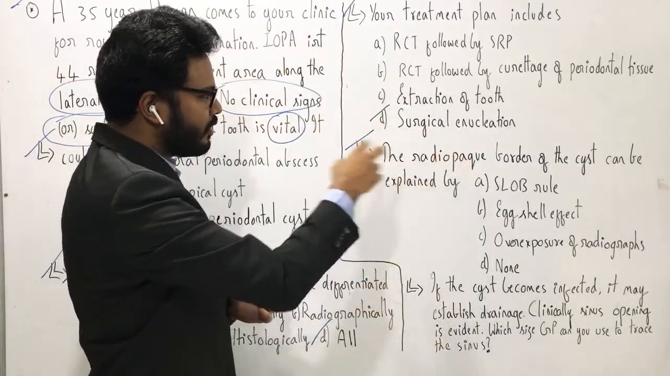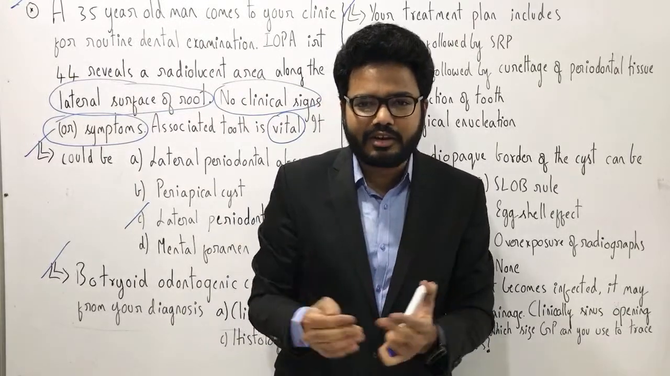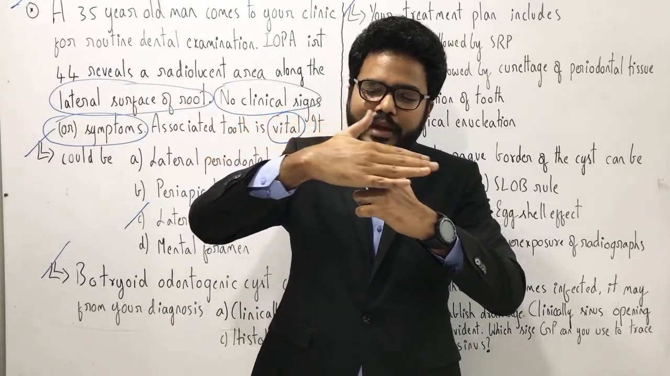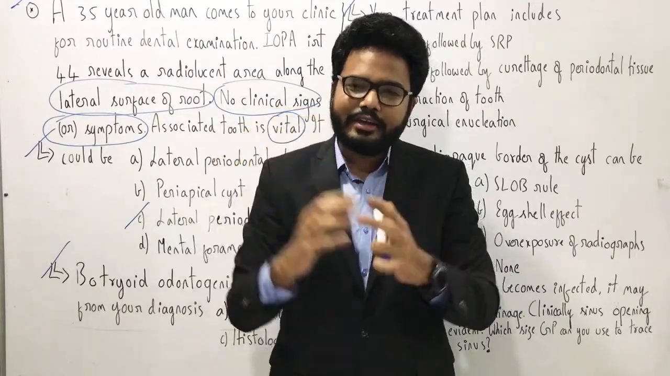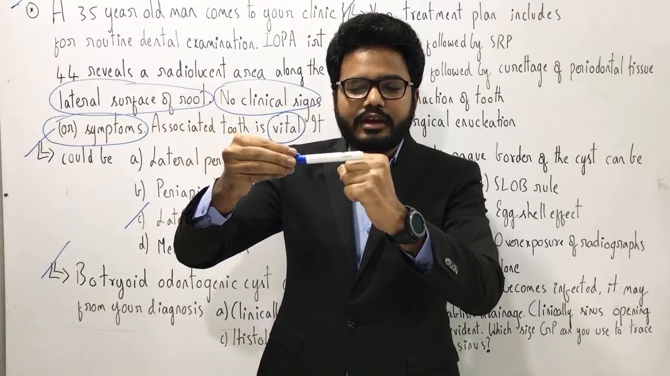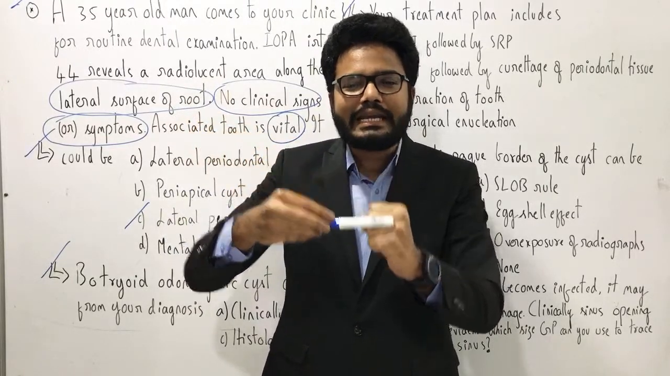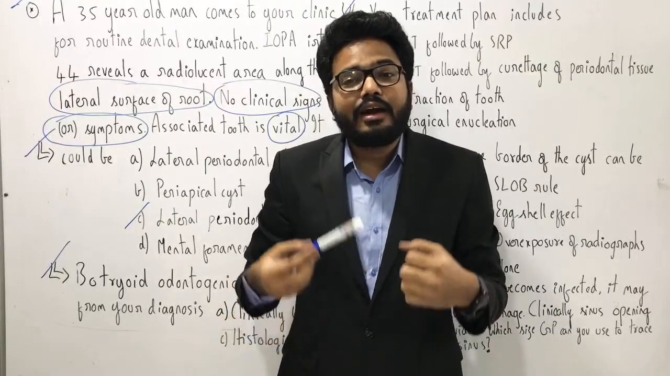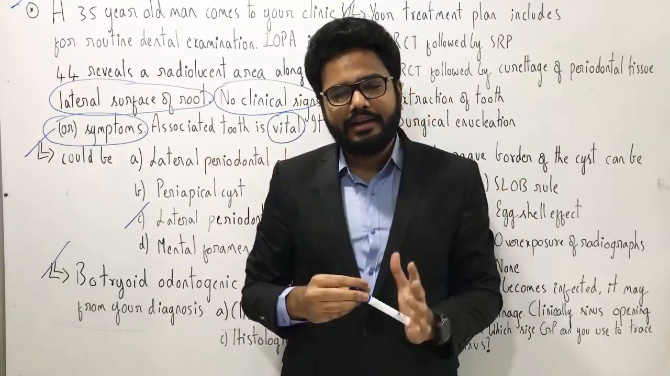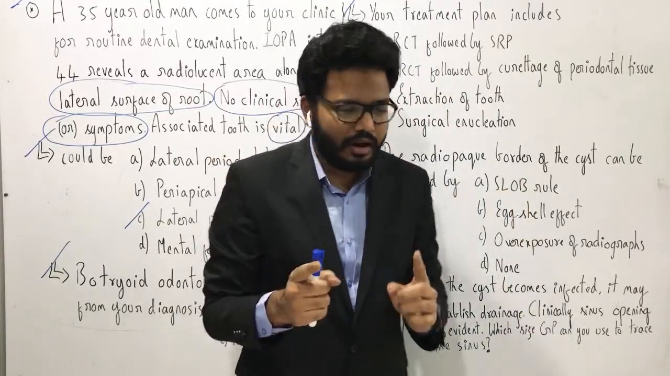And the radiopaque border of any cyst, for that matter, can be explained by the eggshell effect, where the photons traveling along the tangent or the periphery. So assume that this is your egg, and the photons which are traveling tangentially along the periphery have to cross through more amount of shell material. So obviously they are more attenuated compared to those which travel at right angles. Hence, the periphery appears more radiopaque, as you are all aware of.